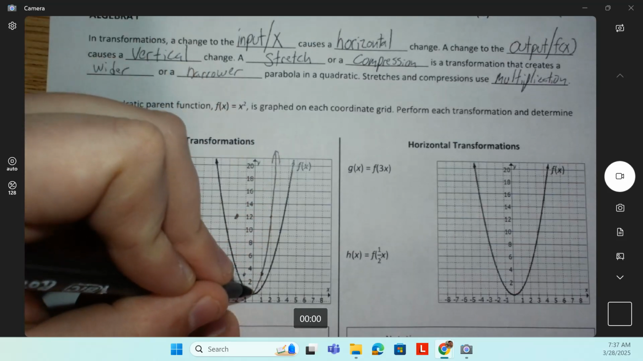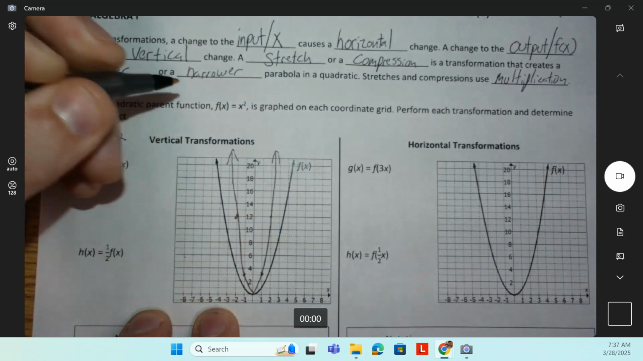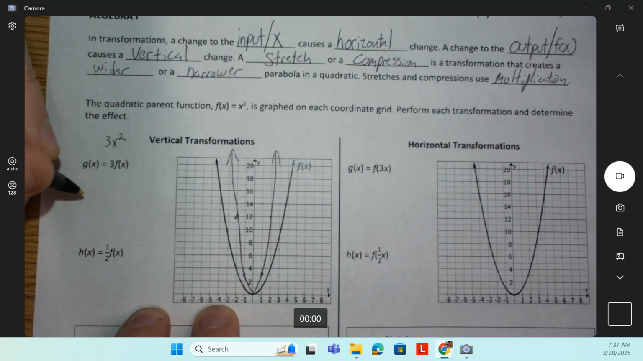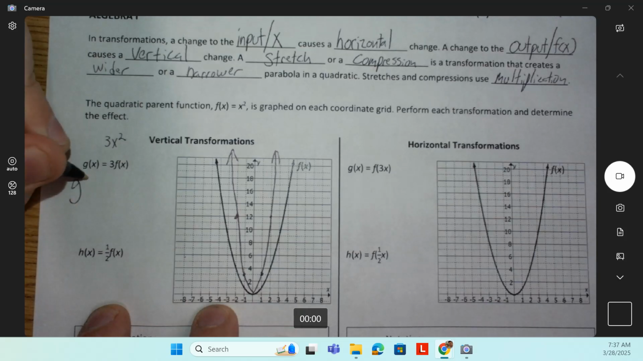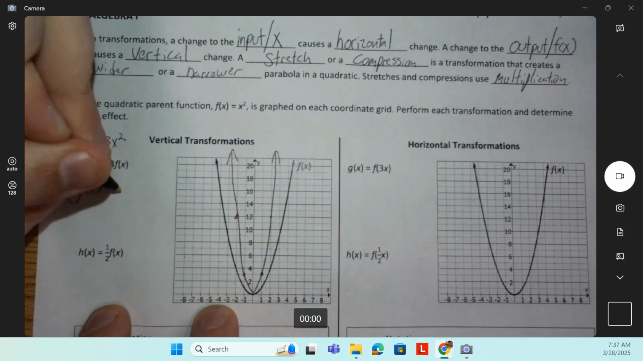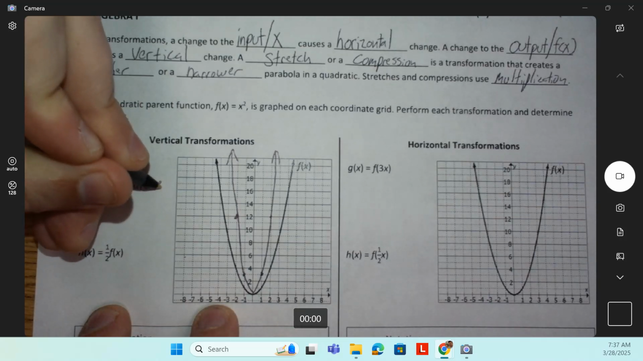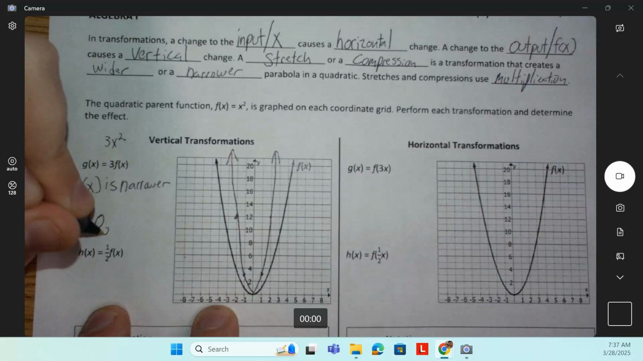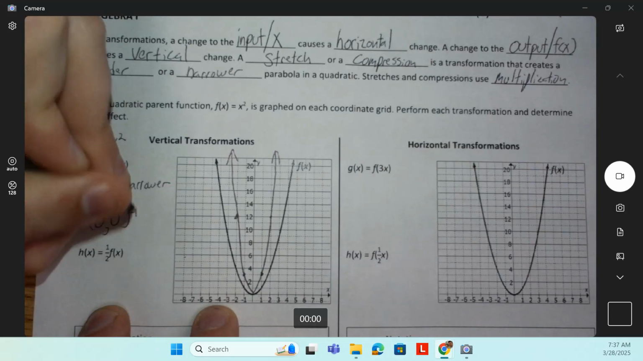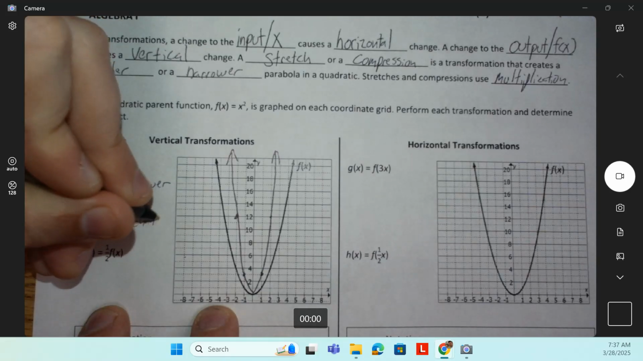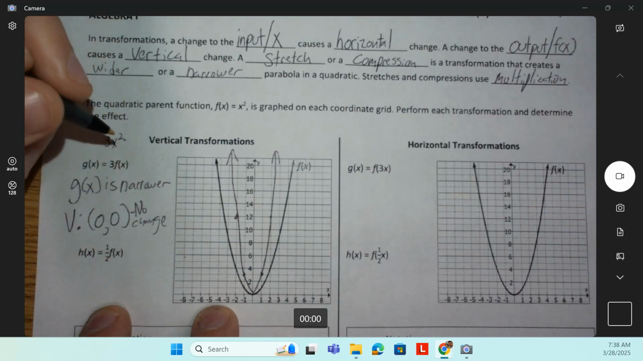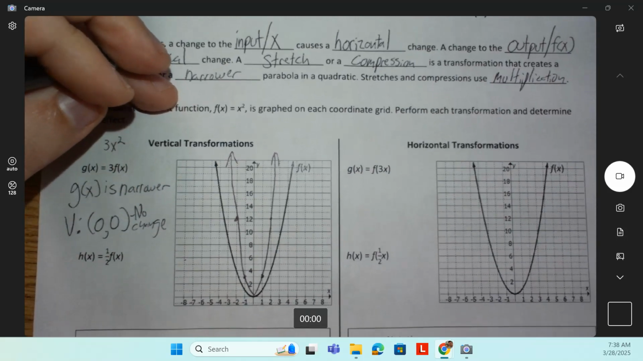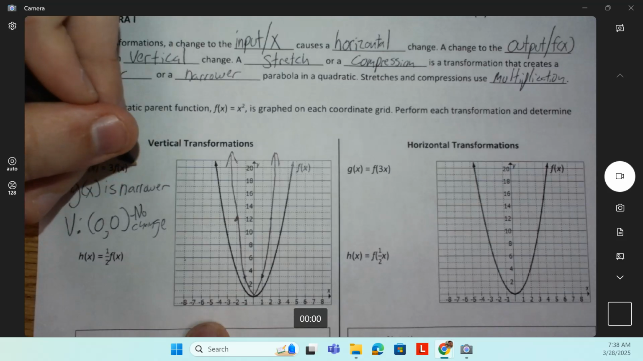So that's going to stretch it significantly, which makes it narrower. So g of x is narrower. And the vertex is still 0, 0, and that's no change from where it was. Okay, and this is a stretch.